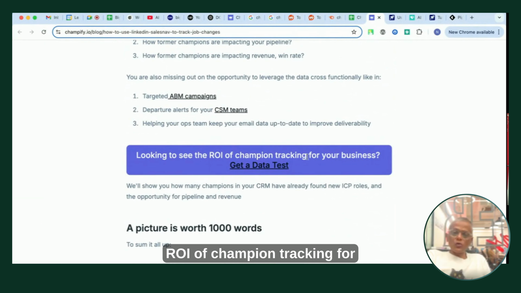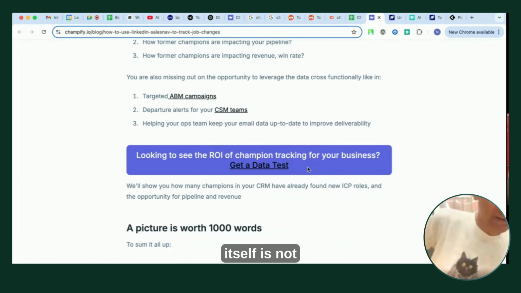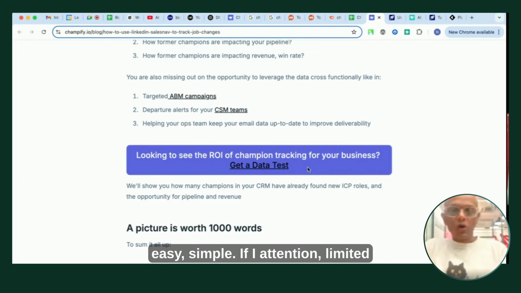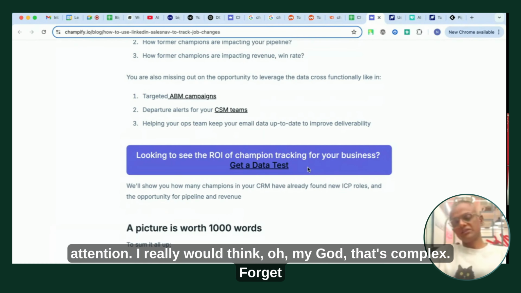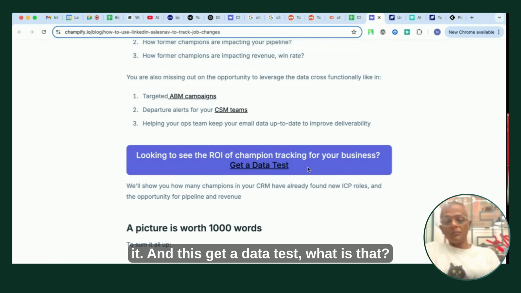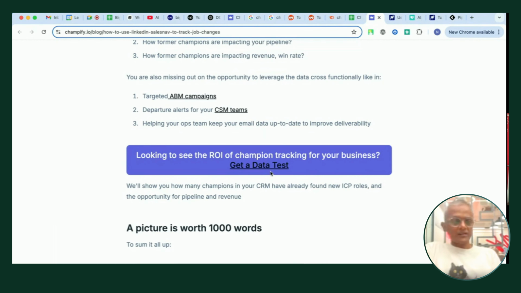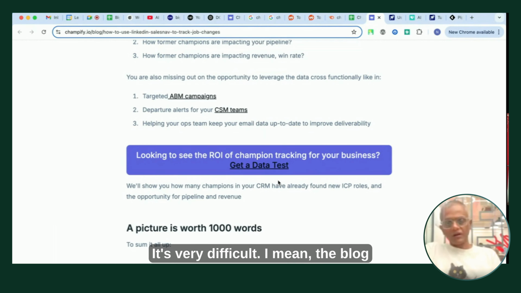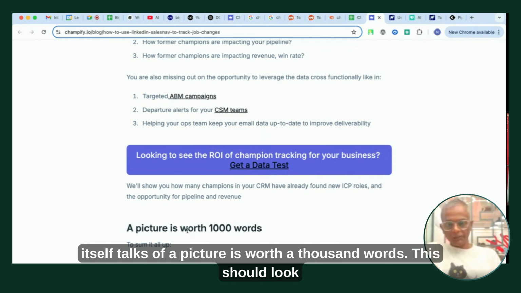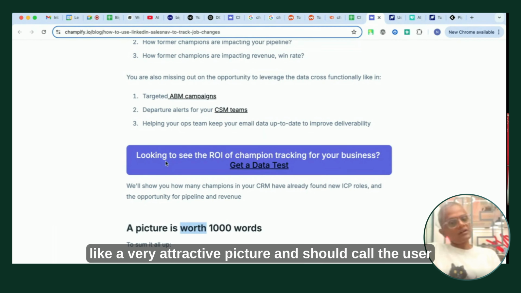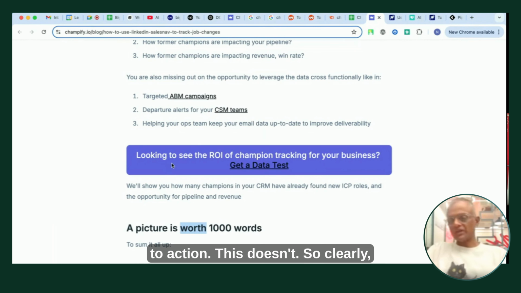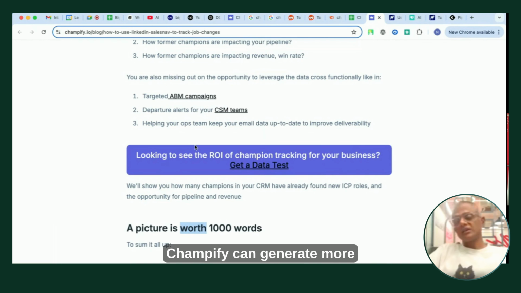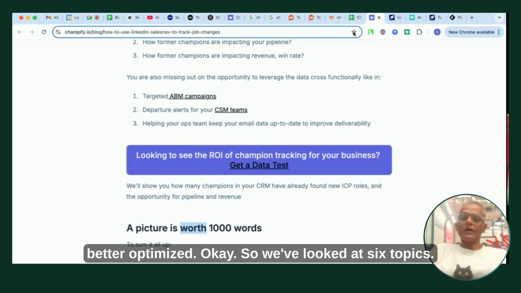Looking to see the ROI of champion tracking for your business? Get a data test. First of all, this question itself is not simple. If I have limited attention, I really would think, oh my God, that's complex, forget it. And this get a data test, what is that? It's very difficult. The blog itself talks of a picture being worth 1,000 words. This should look like a very attractive picture and should call the user to action. This doesn't. So clearly, Champify can generate more leads if the calls to action are better optimized.